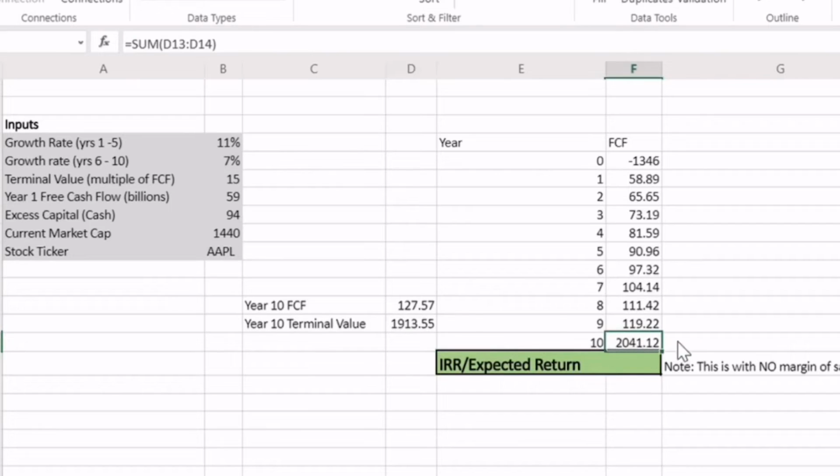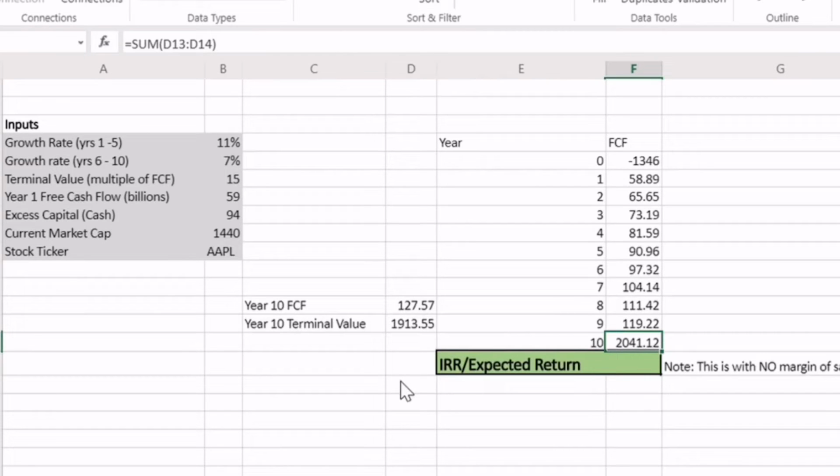And this 10th year free cash flow over here is just the sum of those two numbers. So from years 1 to 10, it's simply cash flows from the business. Sorry, 1 to 9, it's cash flows from the business. In year 10, we have cash flows from the business plus a terminal value.